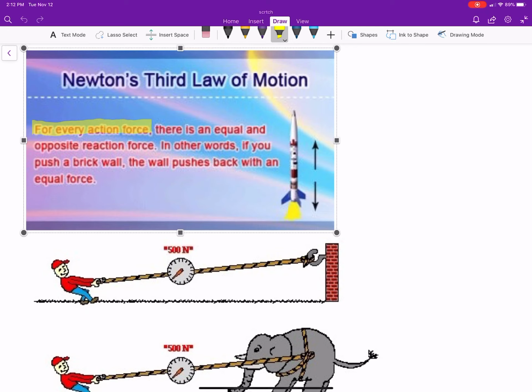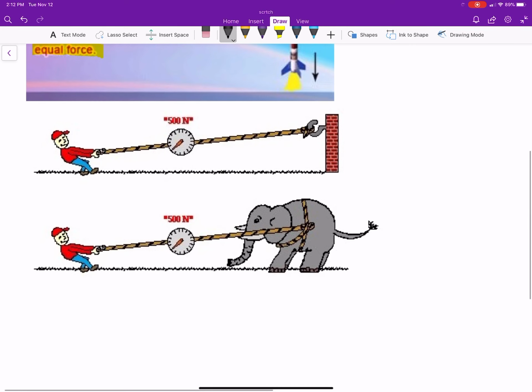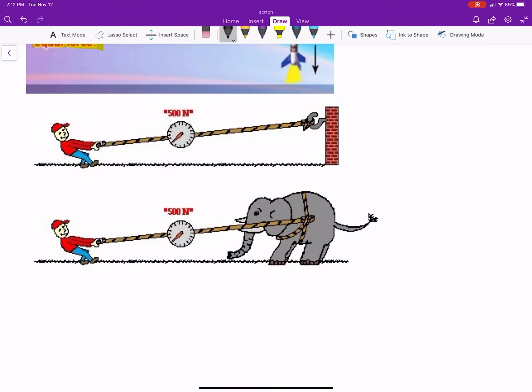Just right here, for every action force, there's an equal reaction force. In other words, if you push a brick wall, the wall pushes back with an equal force. I also got this little picture that I thought was kind of cool. It's this kid pulling this rope that's connected to the wall, and it's almost like there's an elephant he's pulling against compared to this brick wall. Obviously, the elephant's probably stronger, but you're feeling the same force it would give you.